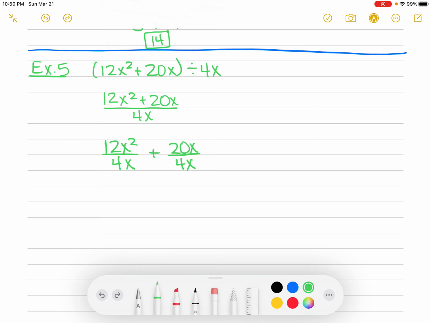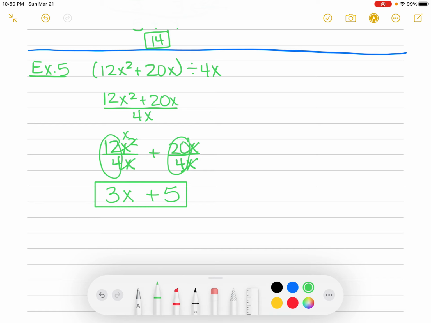Okay, so let's divide them. So this is 12 divided by 4, so that's going to be 3. And I would only have an x left on the top. And then in this next one, I'm going to do 20 divided by 4 is 5, and both the x's cancel each other out, so all I have left is 5. So the answer to this problem is 3x plus 5.